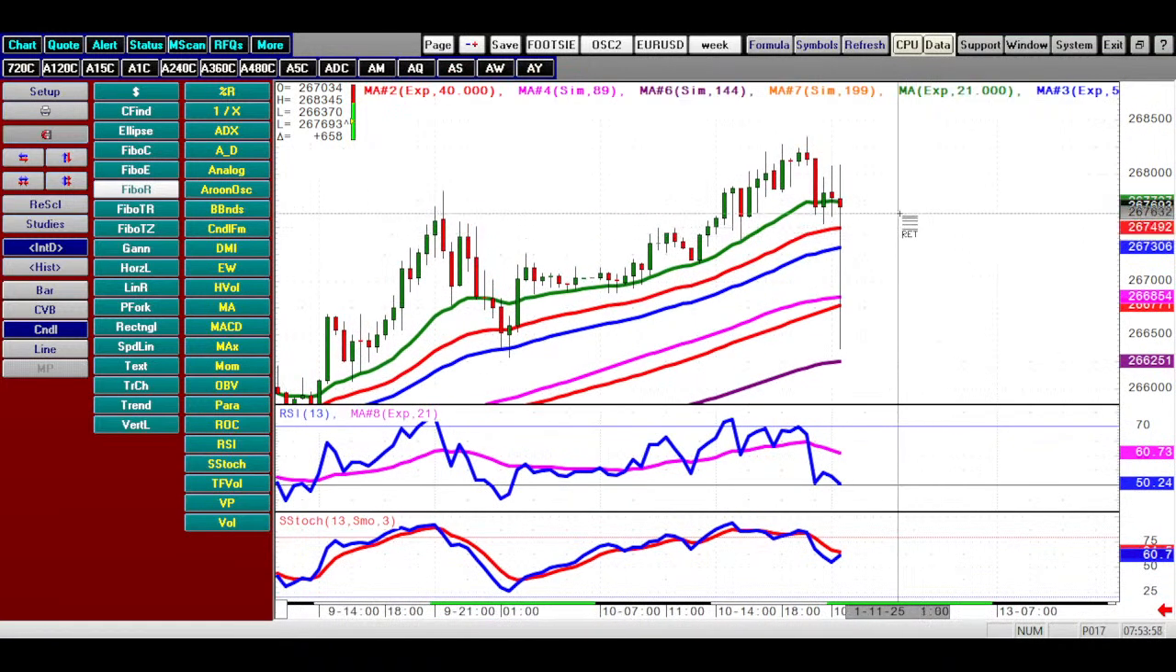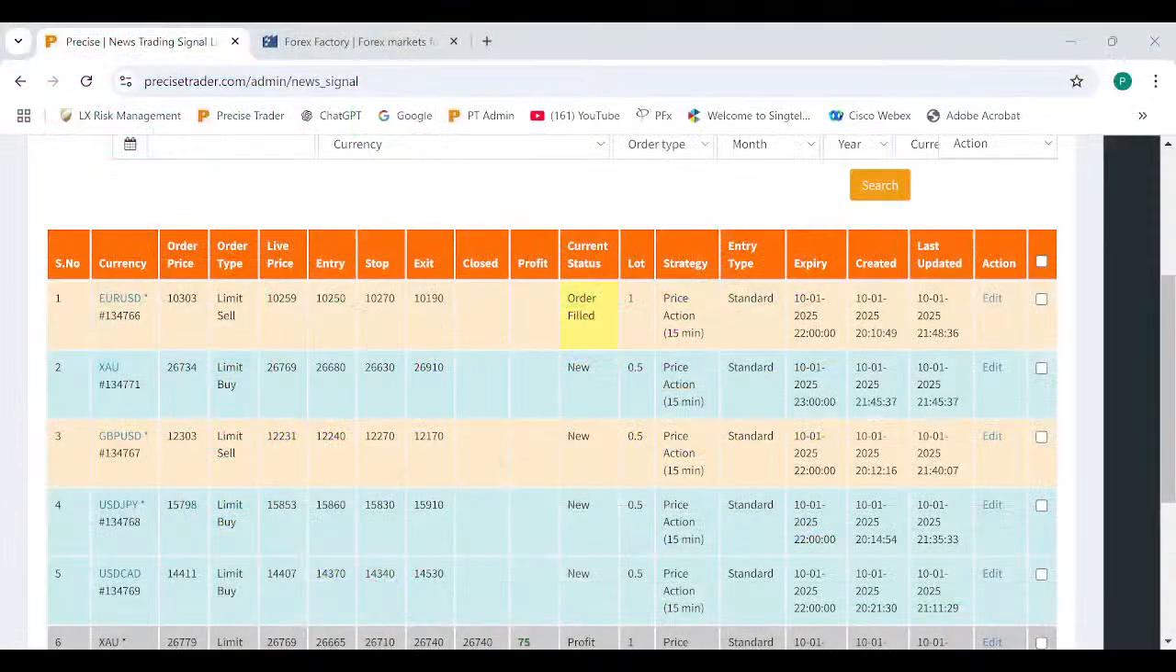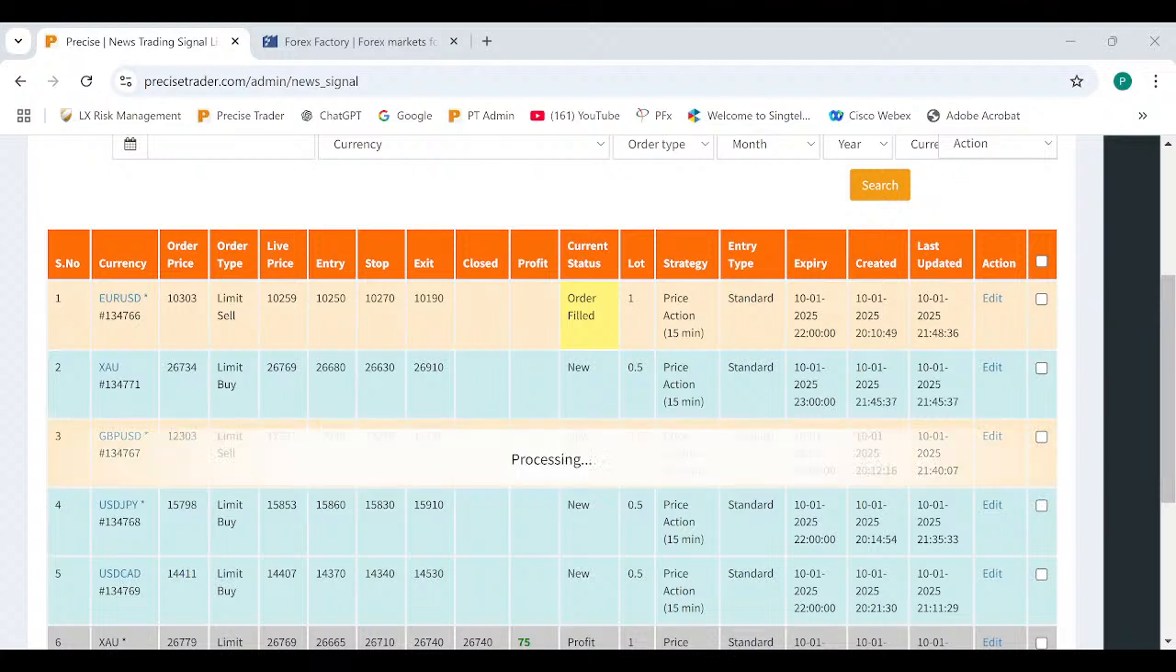Because the market is still pointing down. The only problem is, this can be a make or break scenario. If it breaks, okay, we have another 6 more minutes. Let's wait for another 6 minutes and see whether this level breaks.